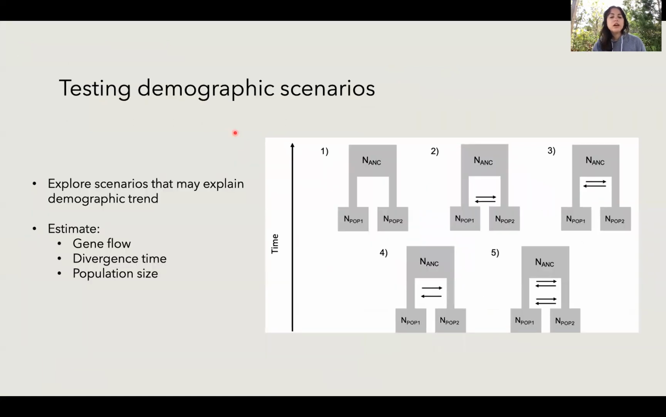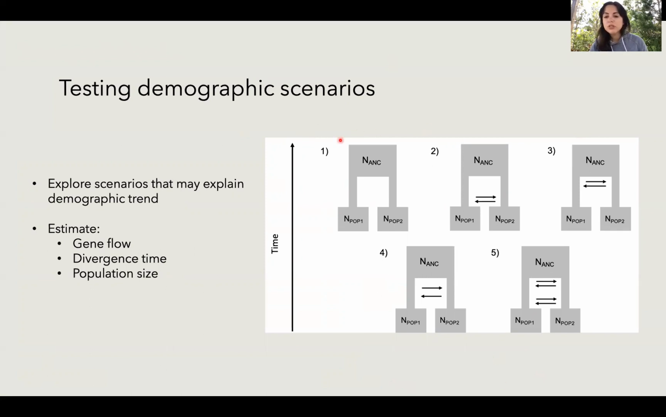So after inferring that trend, I then explored scenarios that may explain it, but this time just comparing the eastern grasshopper sparrow and the Florida ones. And in these coalescent models, I'm able to estimate gene flow, divergence time, and population size, which are all really important values to address that central hypothesis. And I tested 5 different demographic scenarios, 5 different divergence scenarios.